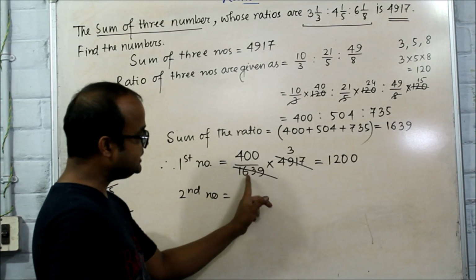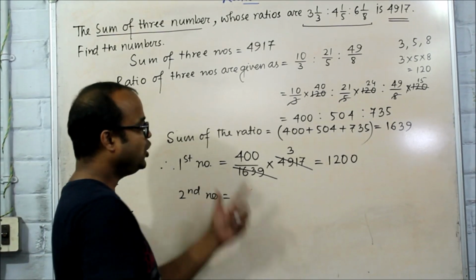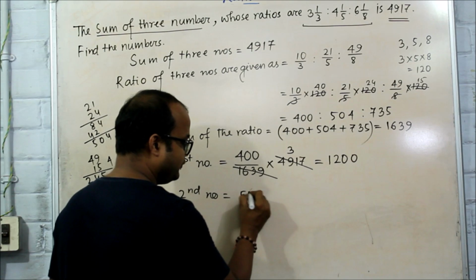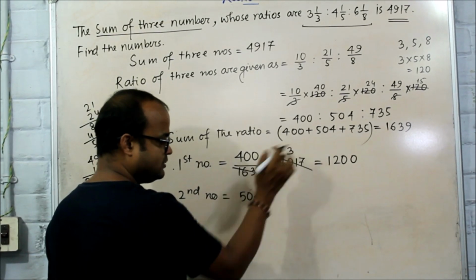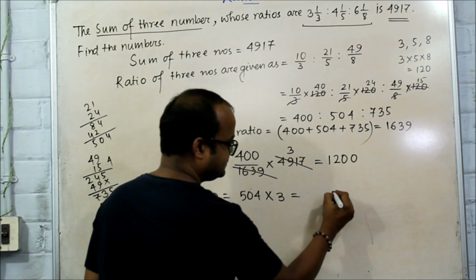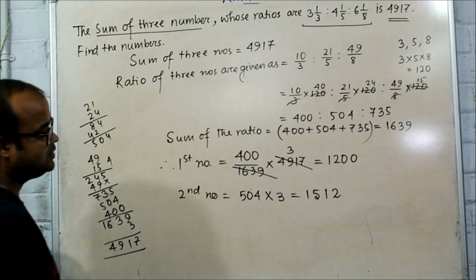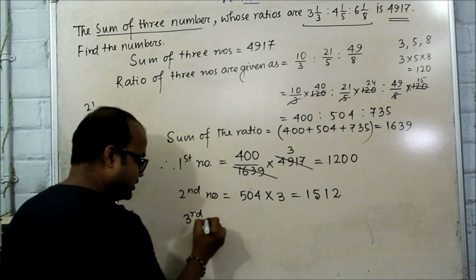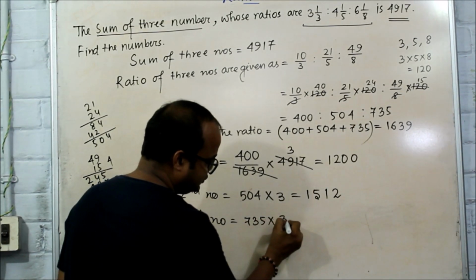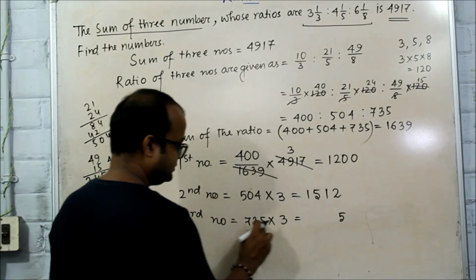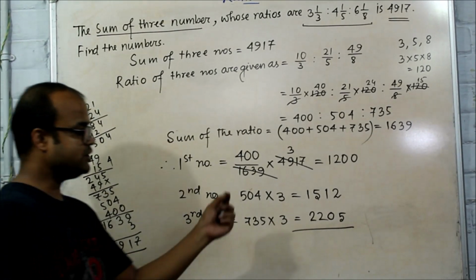Second number is equal to... Now since you cancel this number with 4917, no need to show this step again and again. Better to write the second number, that is 504, because once you write it, the denominator will be 1639 multiplied by 4917, which you are again going to cancel with 3, so directly you can write 3. So the second number is 1512 and the third number is equal to 735 into 3. So the third number is 2205.